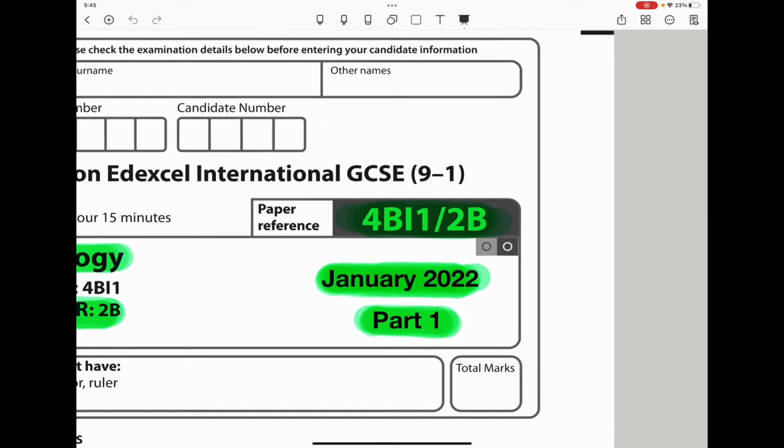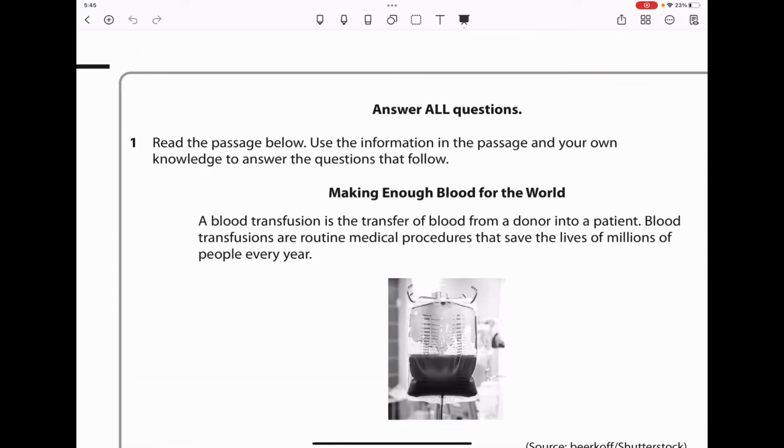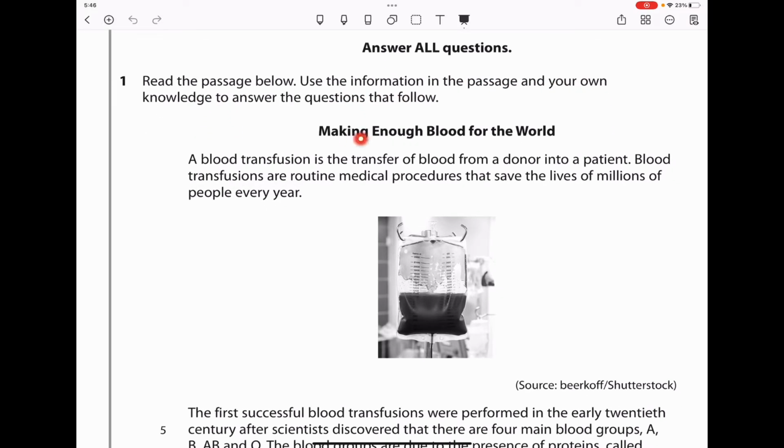So let's begin. They say read the passage below, use the information in the passage and your own knowledge to answer the questions that follow. Here they say making enough blood for the world. A blood transfusion is a transfer of blood from a donor into a patient. Blood transfusions are routine medical procedures that save the lives of millions of people every year. We can see a pack of blood to be transfused.